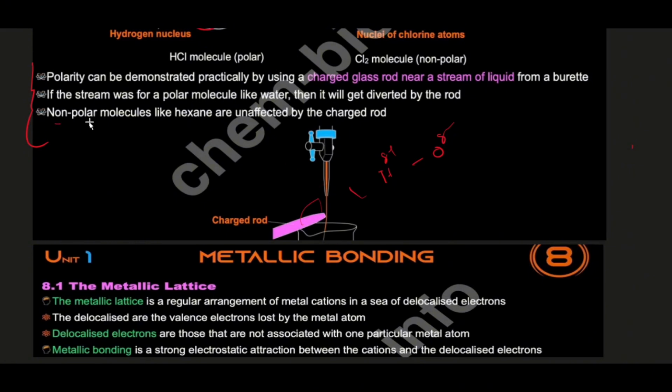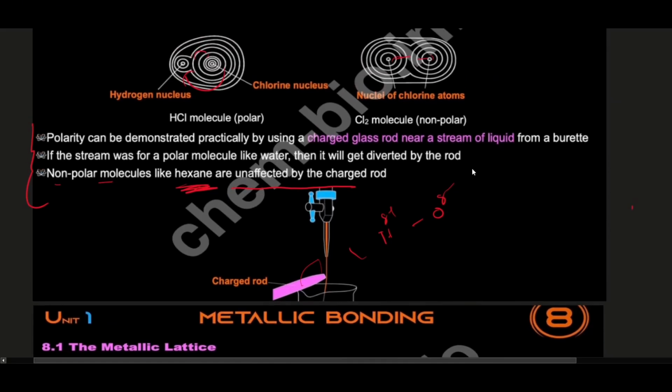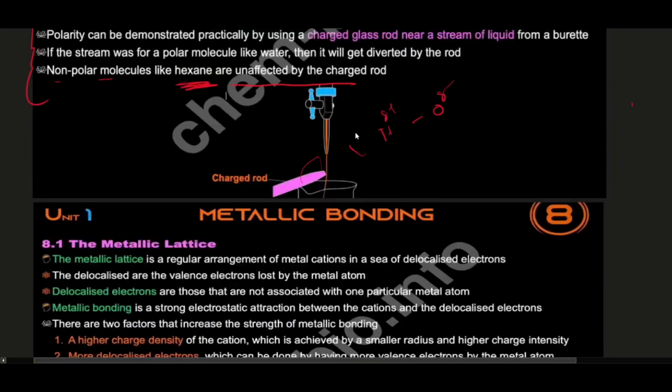But remember, non-polar molecules like hexane are unaffected because they do not have any polarity present. They do not have any partial positive or negative charges, making them uncharged, and that is why uncharged molecules cannot be attracted by the stream of liquid. So that's how you can practically experiment regarding polarity.